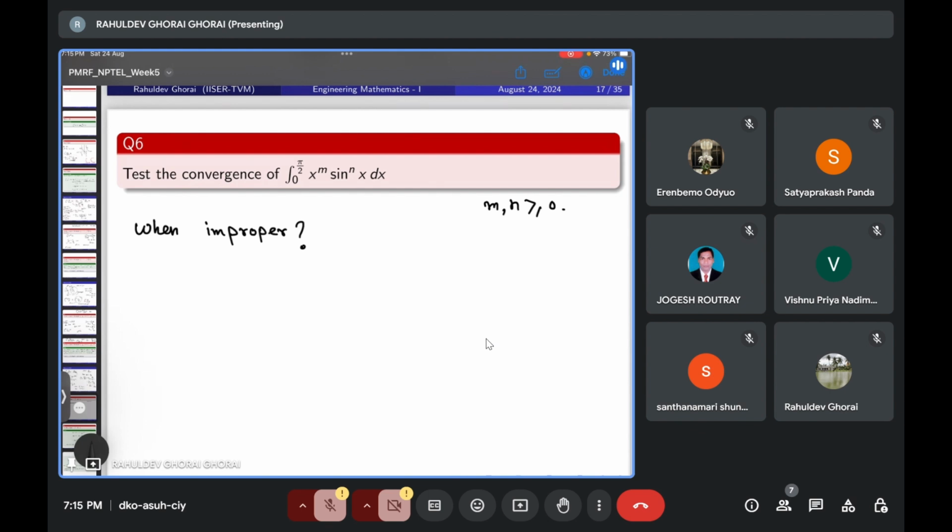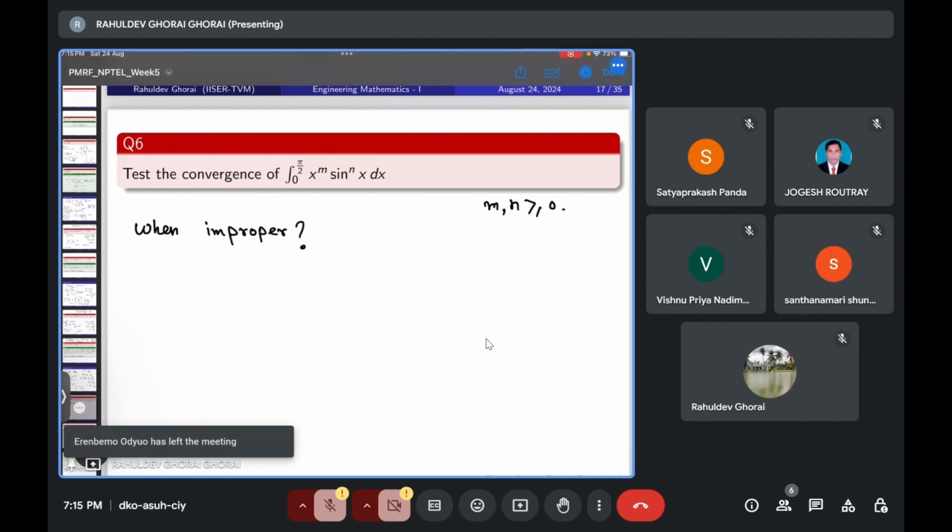See, what is the thing here? Let me write. It is x to the power m times sine nx. I will write this as x to the power n times x to the power n here. So what I'm telling you is this is the thing.